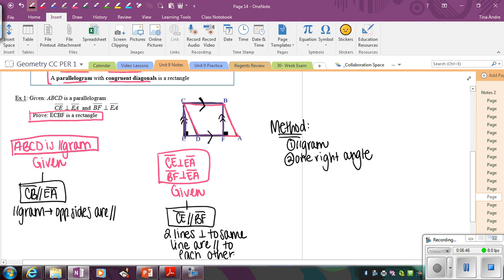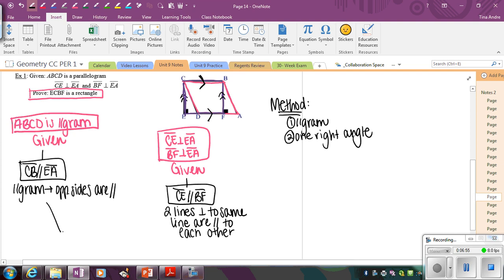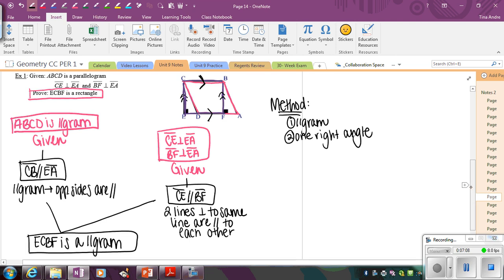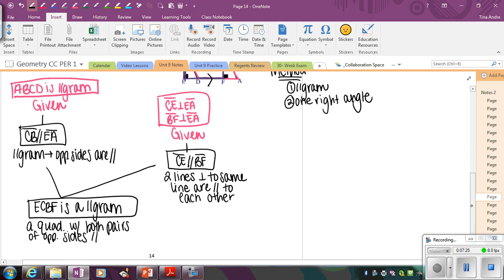And then now, since I have CB and EF are parallel and CE and BF are parallel, well, that's enough to say that I have a parallelogram. So now I can say, take these, put them together, and I can say ECBF is a parallelogram because if I have a quadrilateral, a quad with both pairs of opposite sides parallel implies a parallelogram. So now I have this first part. I've proven that right here.